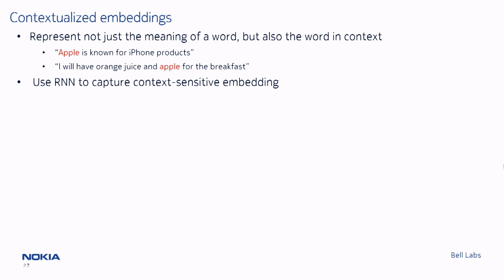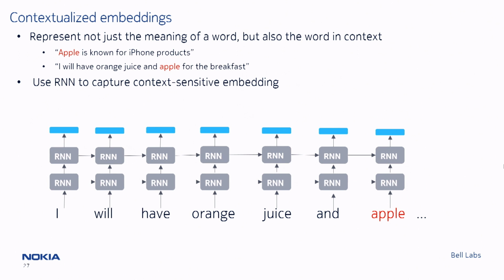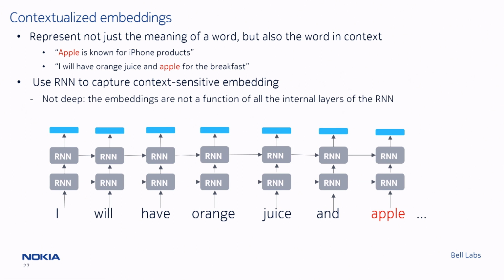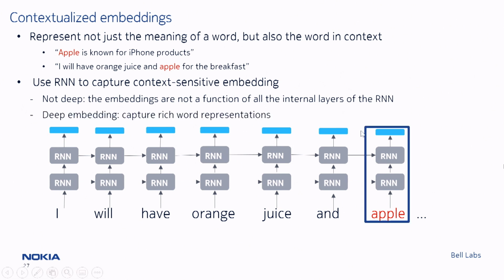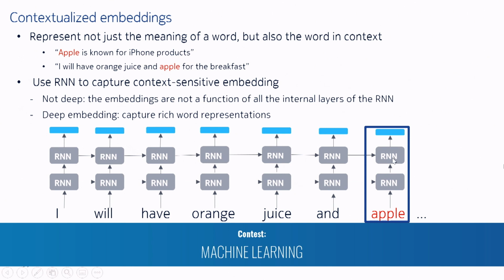Usually to capture the contextualized embedding, RNNs or recurrent neural networks are used. Here I'm showing just an example of an RNN with two layers, and the output of the second layer is considered as the context-aware embedding. But although we obtain a context-aware embedding, these embeddings are not deep in the sense that the embeddings are not a function of all the internal layers of the RNN. For example, for this token apple, the embedding is only a function of the last hidden state, but the first hidden state does not have a direct impact on the embedding.